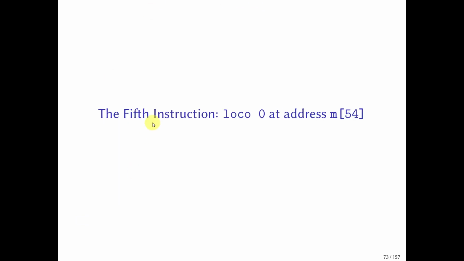So we're now on the 5th instruction, and you can see that the 5th and the 6th instructions are very similar to the 1st and the 2nd instructions, and then the 3rd and the 4th instructions. So it's the same thing, and this is the great beauty of it. Although it's quite complex, it's just the same thing repeated over and over and over again. So our 5th instruction is LOCO 0, and that lives at instruction or memory address 54.